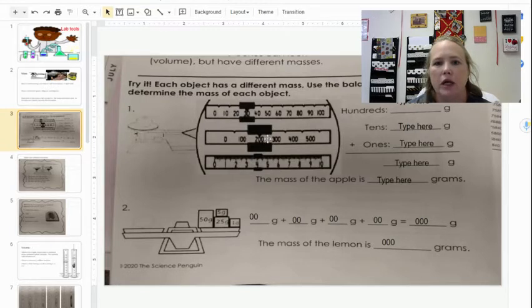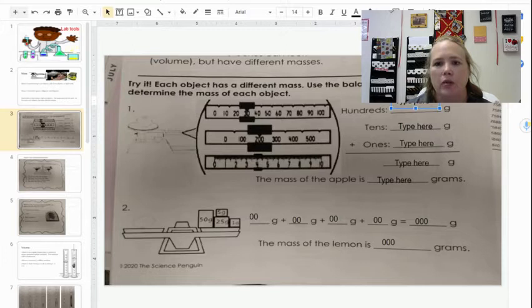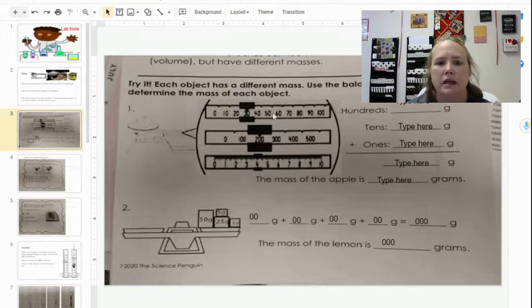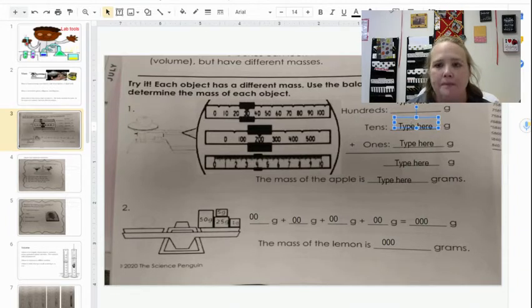You start off with the hundreds. The hundreds beam is right here, and it's pointing at 200. So you'll click on the type here, erase that out, and type in 200. The tens beam is right here, pointing at 30. So you'll come over to the tens and type in 30. Then the ones, some of this is difficult to see, but we're going to say it's pointing at 4. If you say 4.2 or something like that, I wouldn't count it wrong because it is really difficult to see, but we'll just say 4.